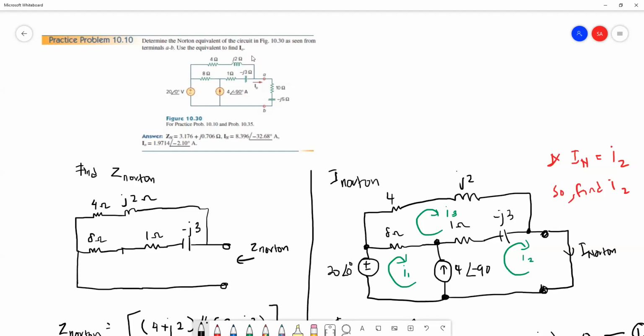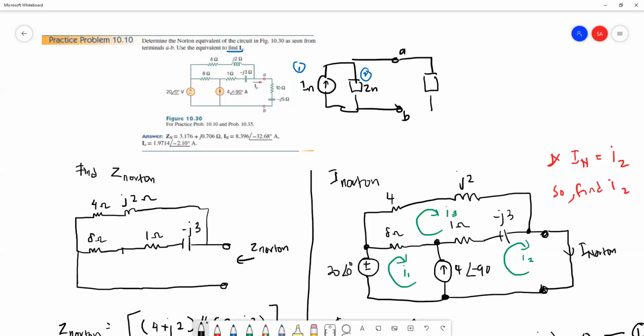So what you need to do is convert this circuit into a Norton circuit. For example, like this, a Norton circuit with a current source and an impedance Zn. This is your In, and this is your terminal AB. You need to find In and Zn first, and after that, the next question is to find Io. Io is the current that flows through the load.